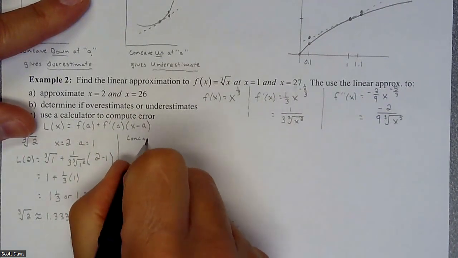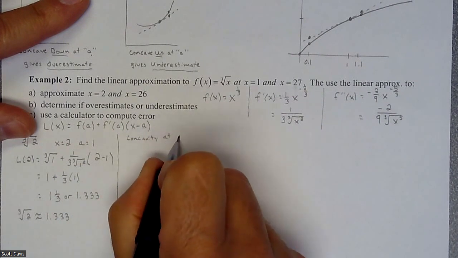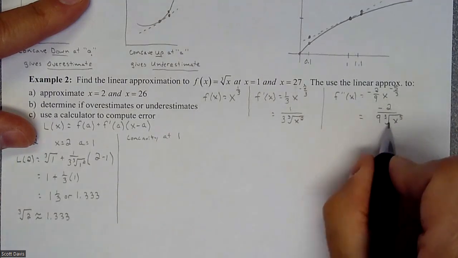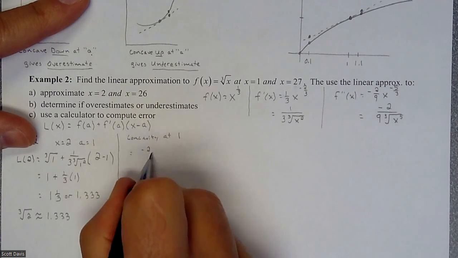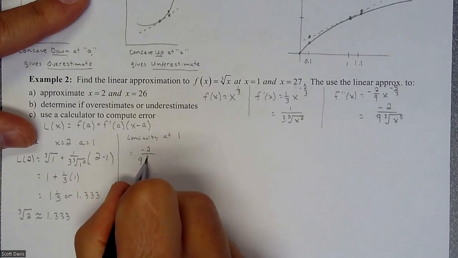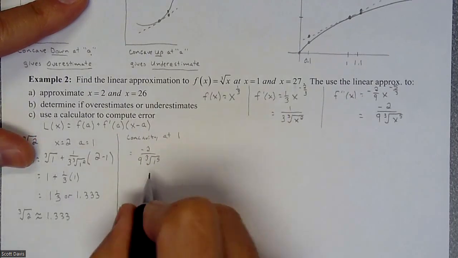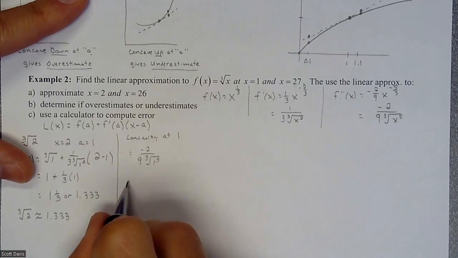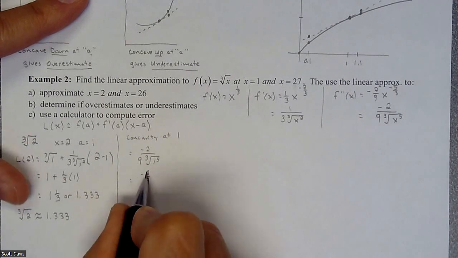So we need concavity at 1. So concavity at 1 is us taking and plugging 1 into this. So we're looking at -2/9 times the cube root of 1 to the 5th. And all that is going to be a negative divided by a positive. So we're looking at a negative value. So -2/9, which is concave down.